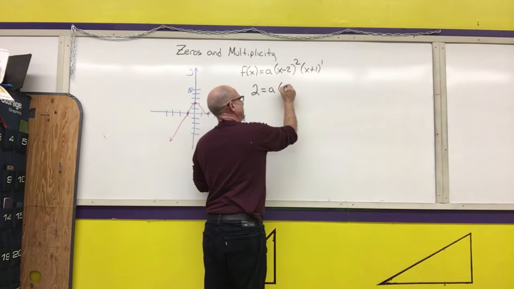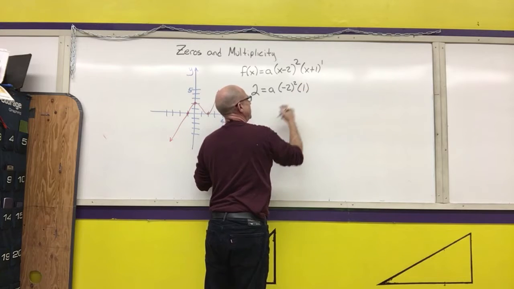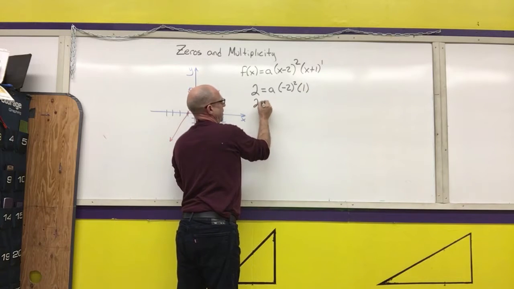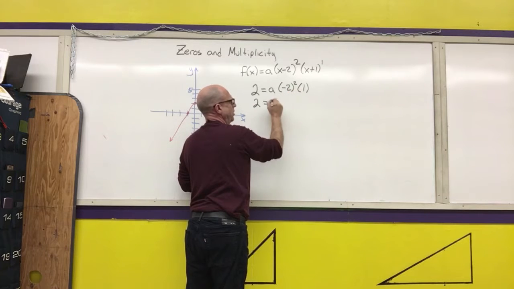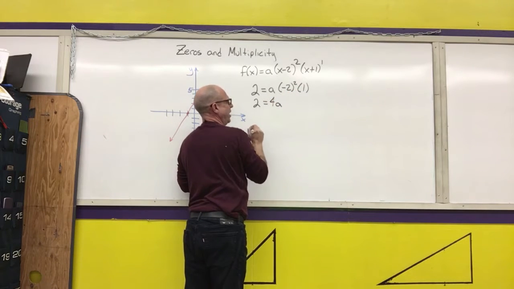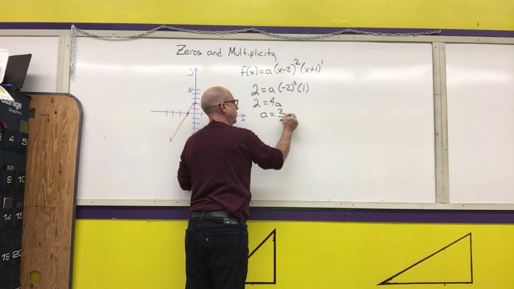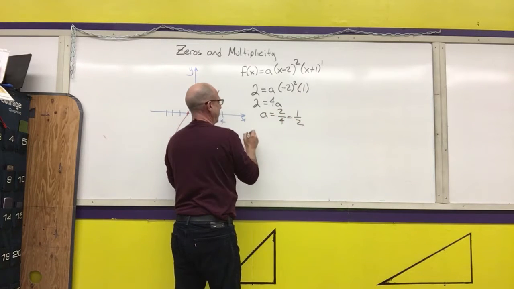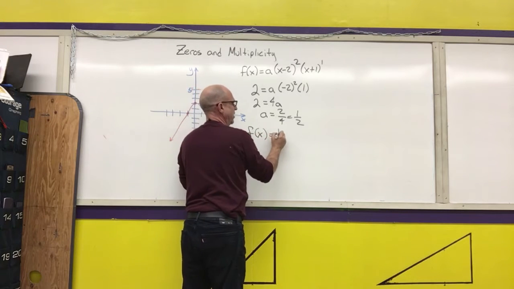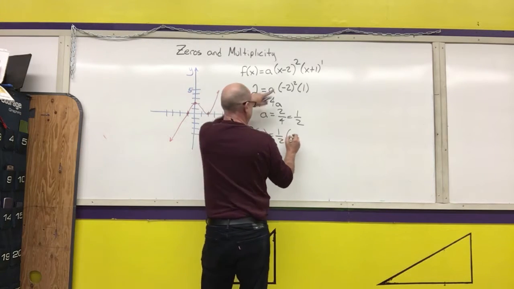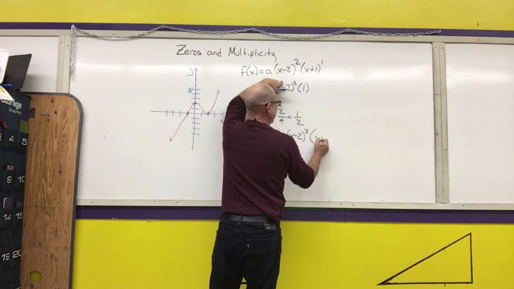0 minus 2 is negative 2. 0 plus 1 is 1. So I get 2 equals negative 2 squared is 4. 4 times 1 is 4. So I get 2 is 4a. Solve for a, I get a is 2/4 or 1/2. And to write this function as the lowest degree polynomial, it would be 1/2 times x minus 2 quantity squared times x plus 1.